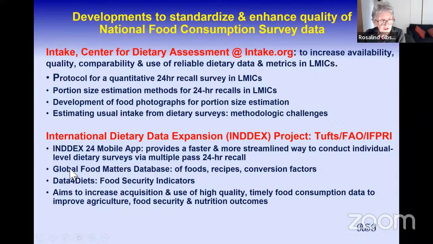They also have this Global Food Matters database platform that I've talked about, and also a platform called Data for Diets that gives you a list of food security indicators, some of which you may want to calculate from your national food consumption data. And so it's good to look at those food security indicators to see if there are any additional information you need to collect in order to calculate them.